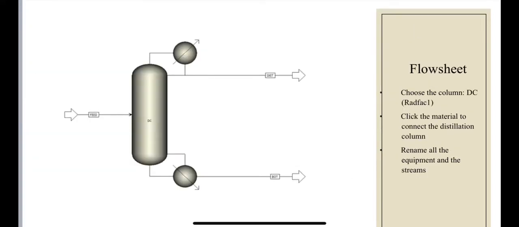In order to create the flow sheet, first we have to choose the column which is DC red flag 1. Next, we have to click the material to connect the distillation column, and the third one is we have to rename all the equipment and the streams according to the names that have been stated in the table in the previous slide. So the figure that we can see here is our final process flow diagram for our Aspen simulation by using the guideline that have been stated in our task.